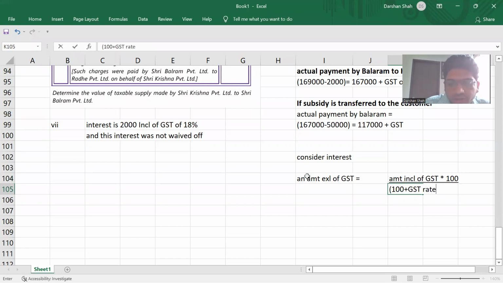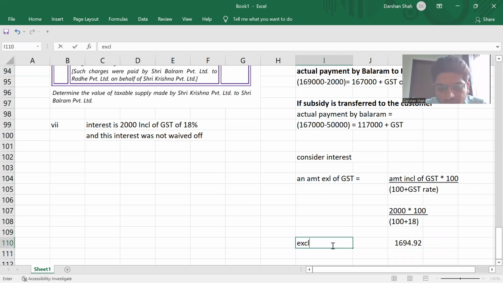So in this question, 2,000 was inclusive of GST. I want the exclusive amount, so that will be 2,000, the inclusive amount, into 100 divided by 100 plus GST. 100 plus GST is 100 plus 18, which is 118. So that will be 2,000 into 100 by 118. Your exclusive amount that would be added in the taxable value would have become 1,694. Narendra, is the doubt clear?